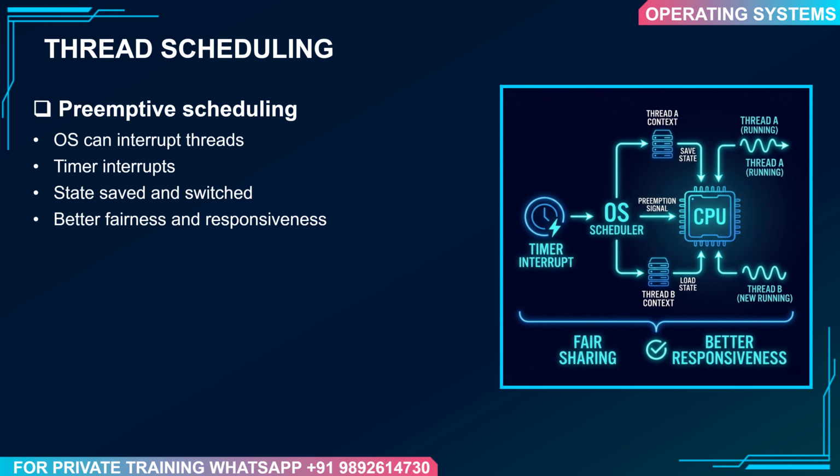In preemptive scheduling, the operating system can interrupt a running thread and take the CPU away from it. This happens using a timer interrupt. When the timer fires, the OS saves the state of the current thread and may choose another thread to run. This allows fair sharing of CPU time and better responsiveness. Most modern operating systems use preemptive scheduling.